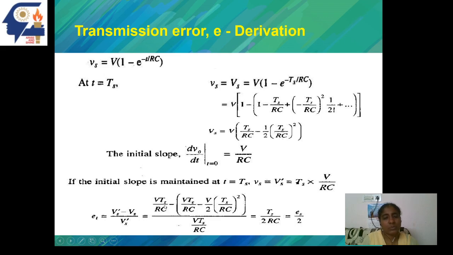So we have substituted. On simplification these two terms will get cancelled, we are left with plus V by 2 Ts by Rc whole square. So V will get cancelled, one Ts by Rc also will get cancelled, so in the numerator we have Ts by Rc, and this 1 by 2 is left out. So here we are calculating transmission error. We got sweep error Ts by Rc, transmission error we are getting Ts by 2 Rc. So this is half of the sweep error. So transmission error is half of the sweep error.